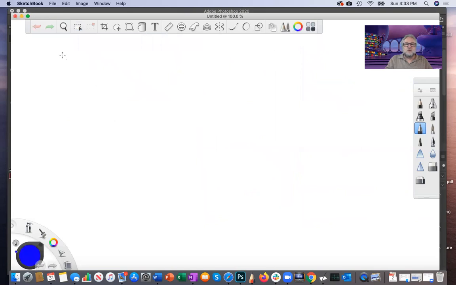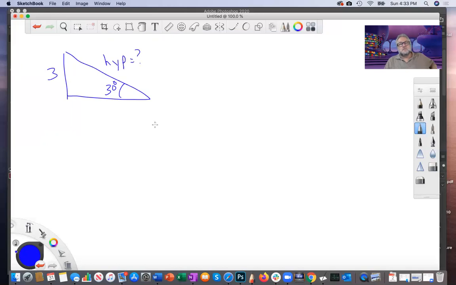But first, if I got my right triangle, 30 degrees, and this is 3, and I want to know what the hypotenuse is. How do I do that? Well, I look and see, is this the opposite or adjacent side? That's the opposite side.